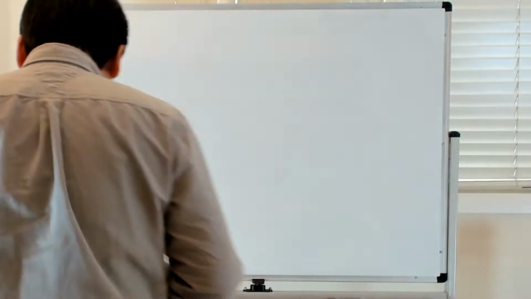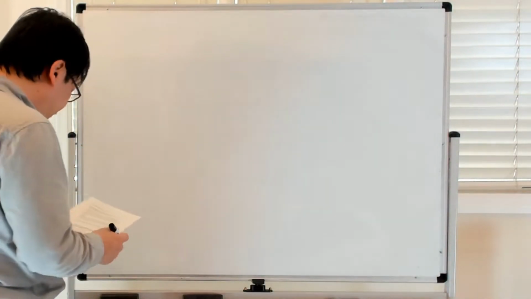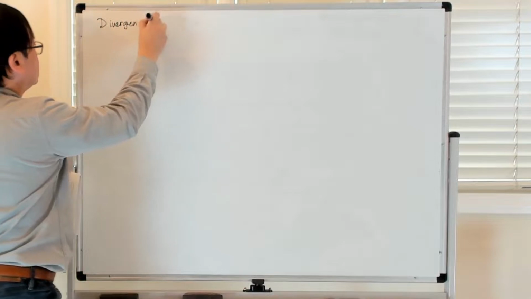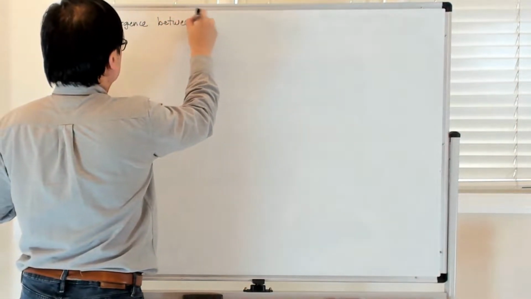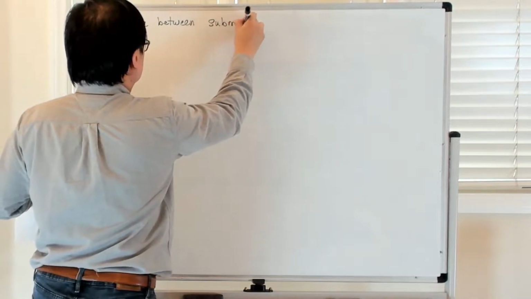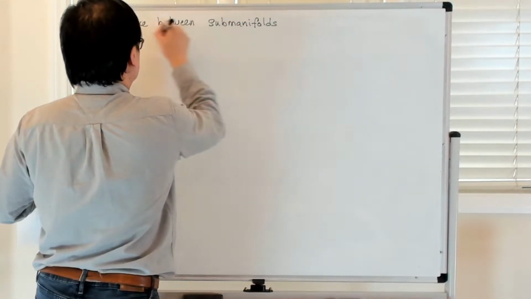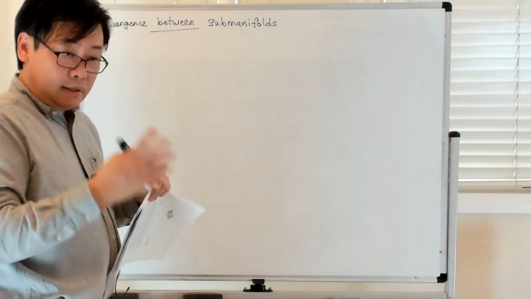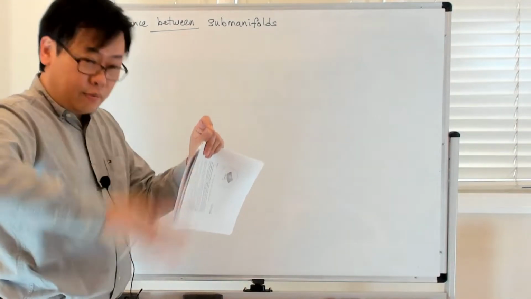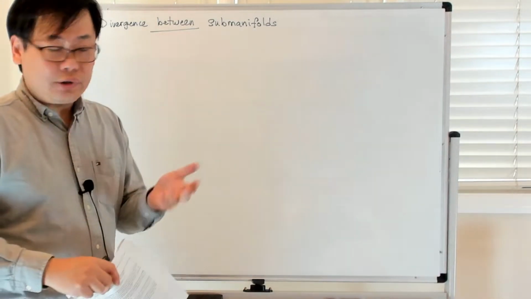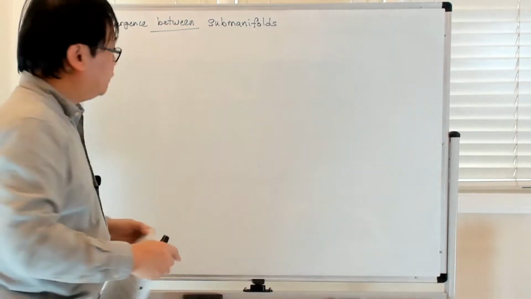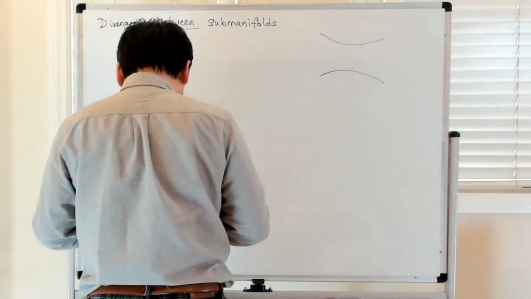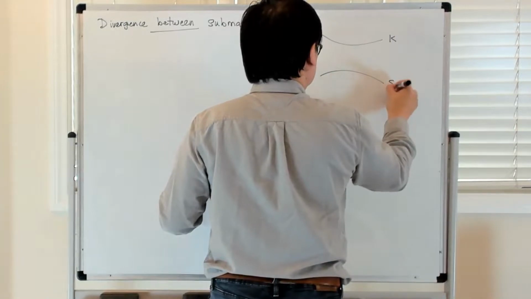Okay, so now we're going to talk about the divergence between two submanifolds. Previously, of course, we started talking about the divergence between 2 points. Then we extended this to the divergence between 1 point and one submanifold. And so the next natural generalization is to consider the divergence between 2 submanifolds. Right? So imagine you have one submanifold and another submanifold. Let's call that K and S.